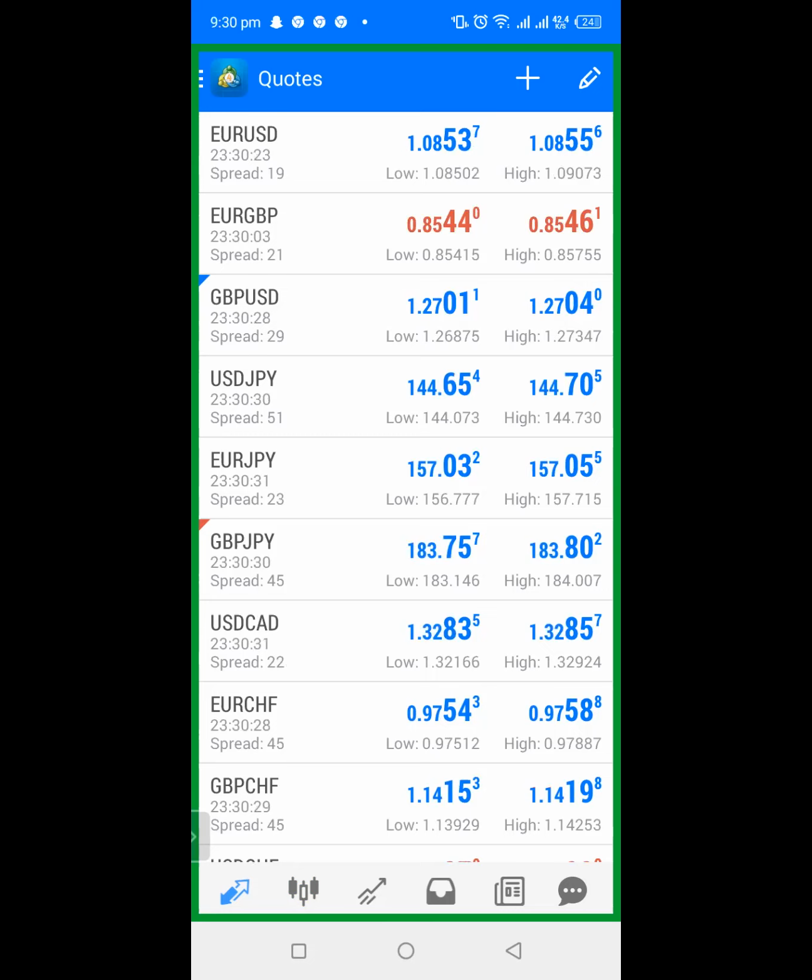Spread is the difference between the ask price and the bid price. If you look at that 19 you got, that 19 was gotten from 1.08556 minus 1.08537. So that was how they got that 19. That is exactly how they get spread.